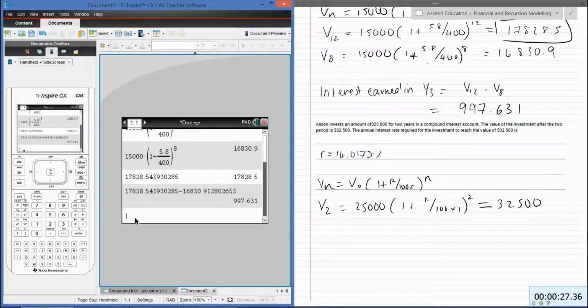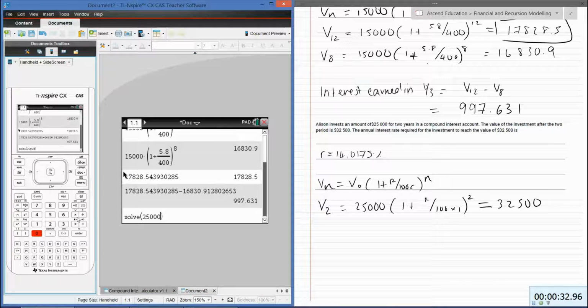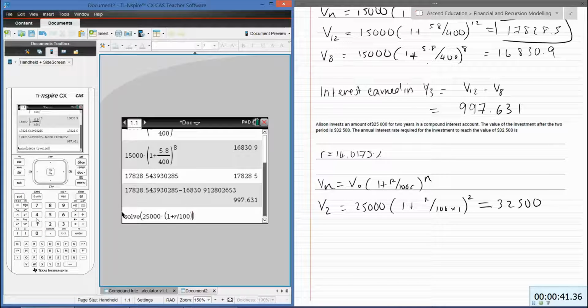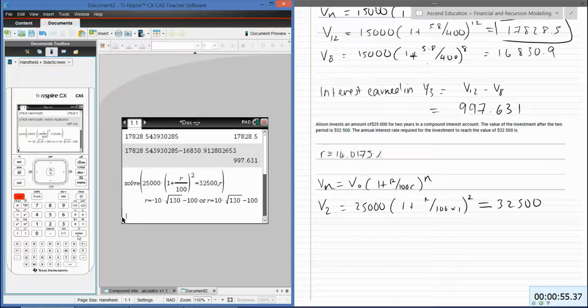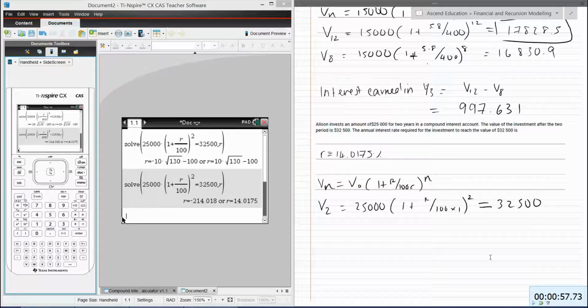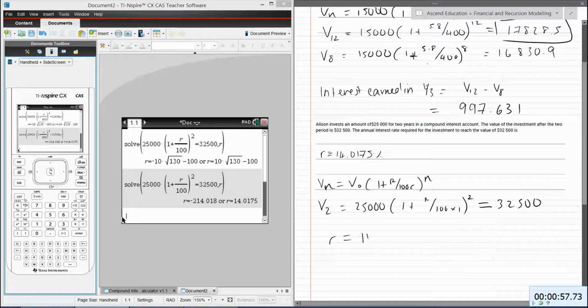So we have to use solve. Menu, algebra, solve. Type that in, we get 25,000 times 1 plus R divided by 100 to the power of 2 is equal to 32,500, comma, R, and we press enter. Press control, enter. Let's pause it there. The R value is 14.0175, which proves that that answer is correct. And that only took about 20 seconds, which was half the time.